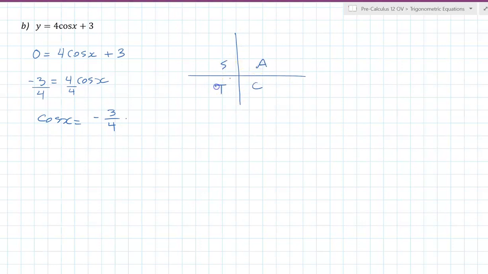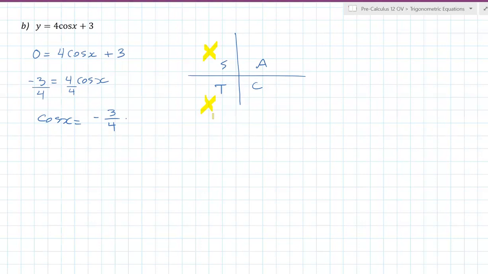Again, every time we go through it, what quadrants? You have cosine negative. Now, it's very important to realize this: cosine is negative where the x value is negative. So that means it has to be in quadrant 2 and quadrant 3. That means your standard position angle will be there.